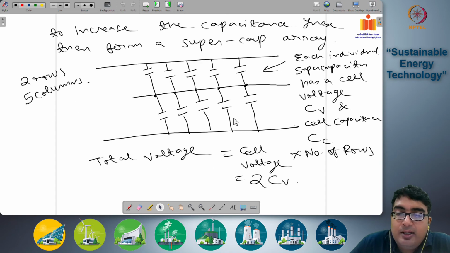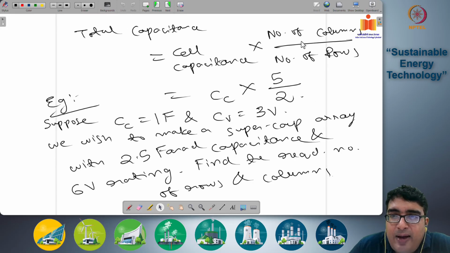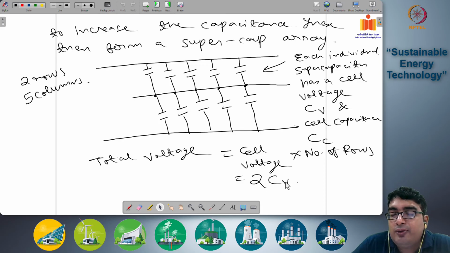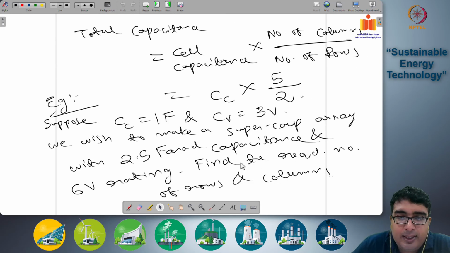So it has 2 rows, so 2 Cv, and here it's 5 columns, 2 rows, so 5 by 2 into Cc, which is the cell capacitance. Now suppose your cell capacitance is 1 farad and cell voltage is 3 volts. Instead of 2 volts, you have 3 volts, right? So then this is 2 into 3, 6 volts. Correct. And here it's Cc is 1 into 5 by 2, so 2.5 farads.